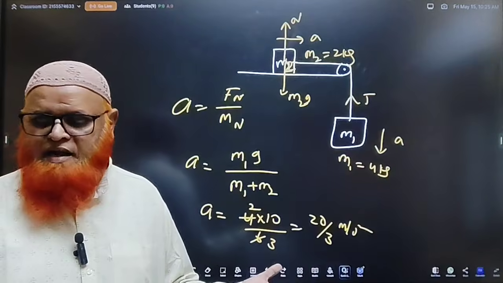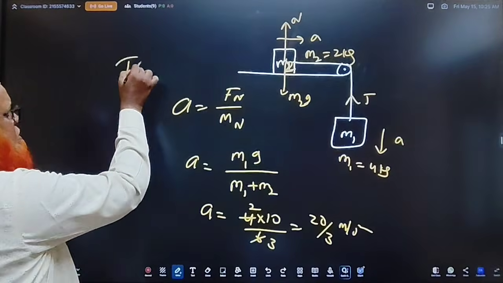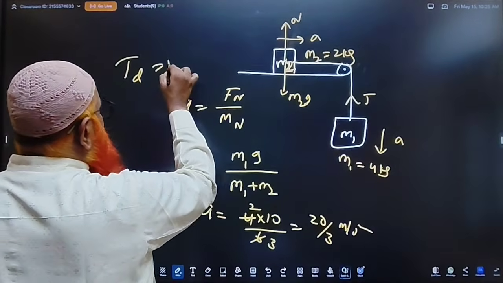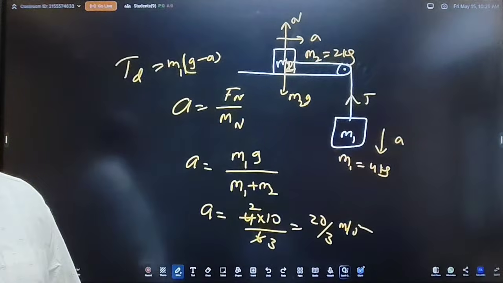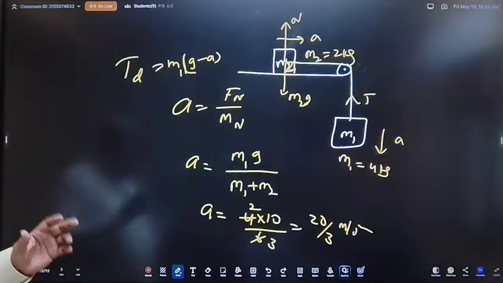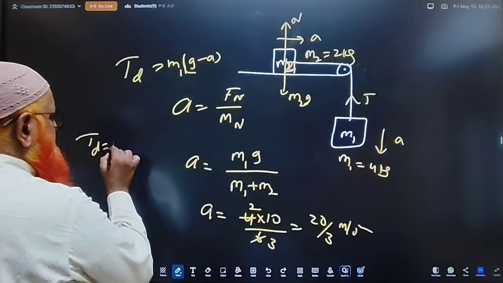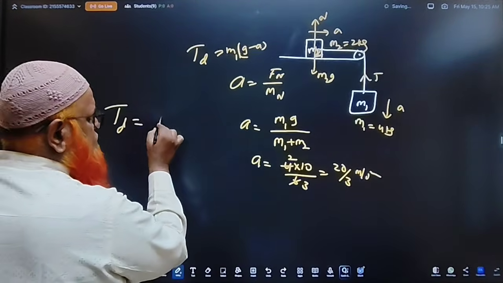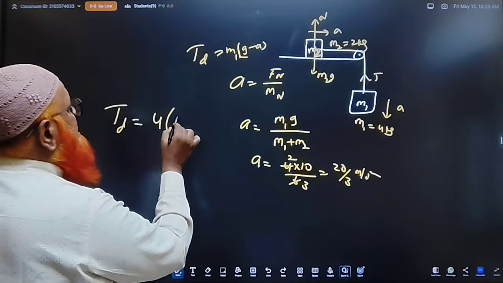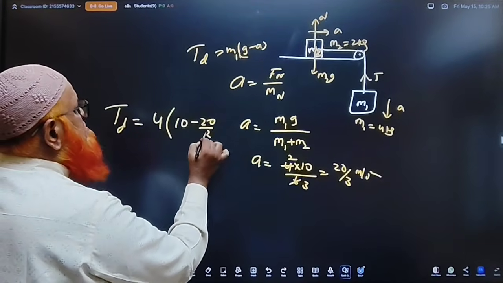And the same old technique: tension down, this is going to be down. So just M1 into G minus A will give you the answer. That's it. No need to do any free body diagram. The simple trick is tension down is nothing but M1, which is 4, into G minus A. G is 10, minus A is 20 by 3.